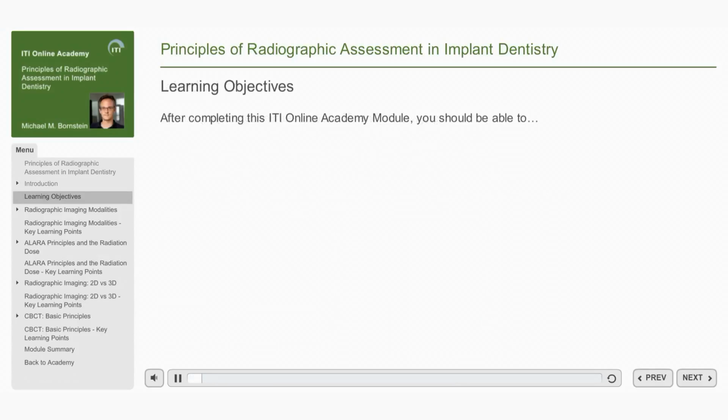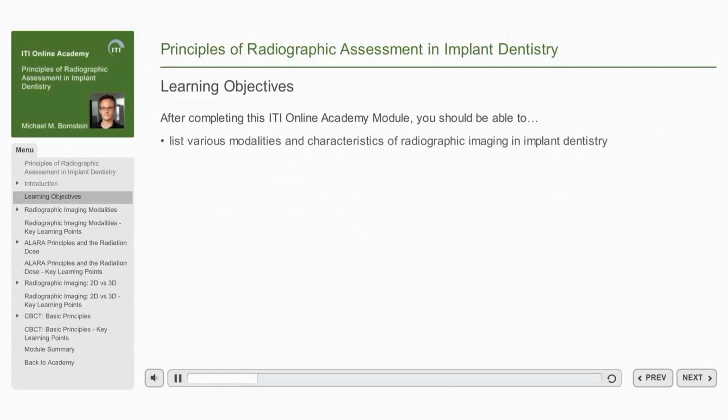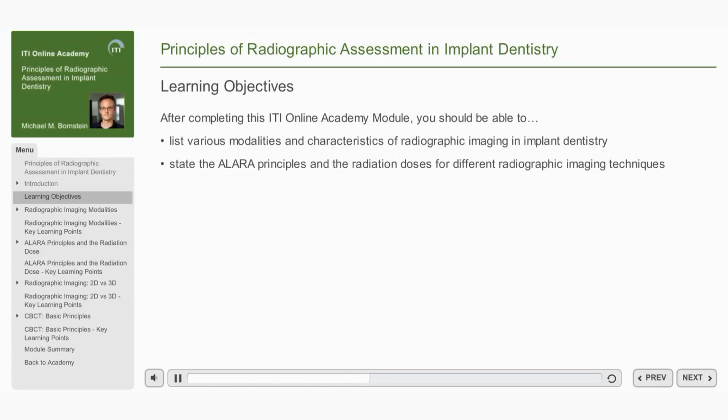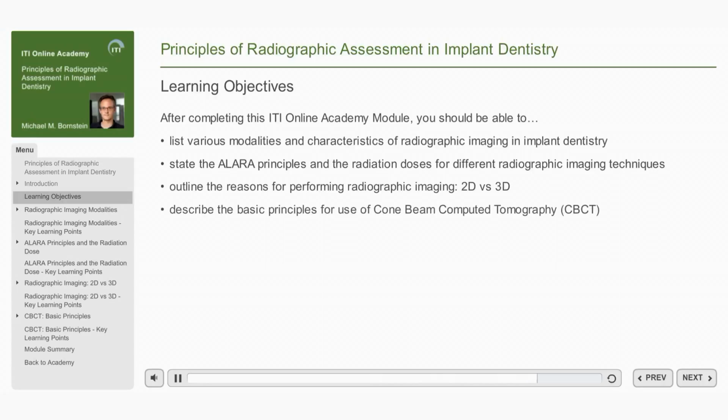After completing this ITI Online Academy module, you should be able to list various modalities and characteristics of radiographic imaging modalities available for implant dentistry, state the ALARA principles and the radiation doses from different radiographic imaging techniques in implant dentistry, outline the reasons for performing two-dimensional versus three-dimensional radiographic imaging in implant dentistry, and describe the basic principles for the use of cone-beam computed tomography, or CBCT.